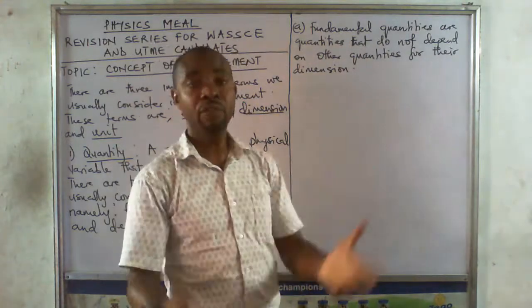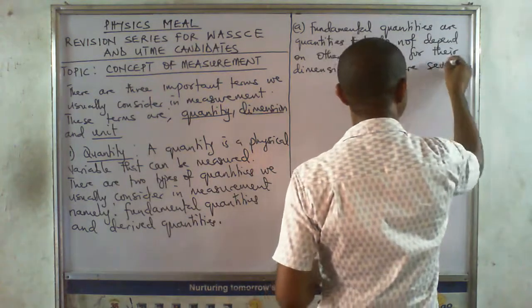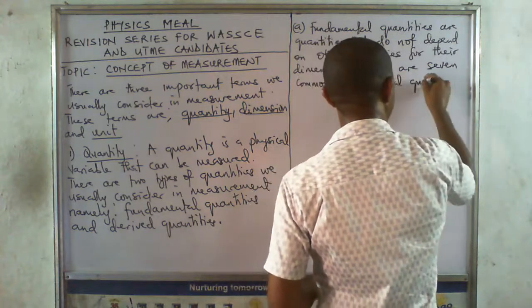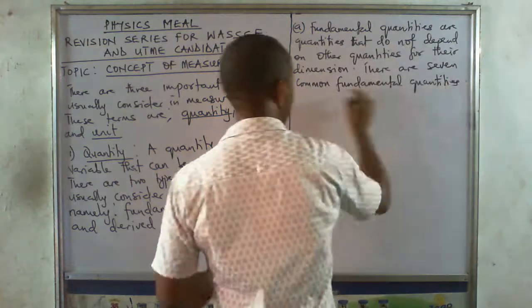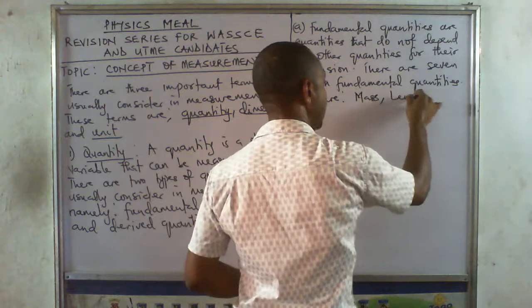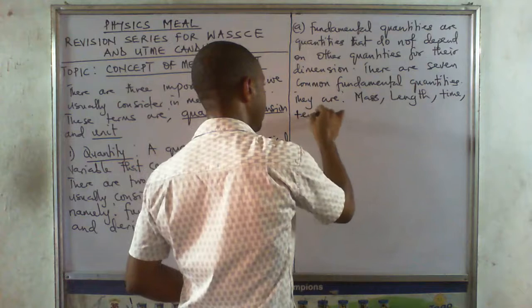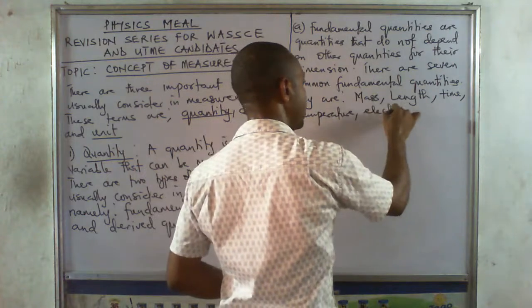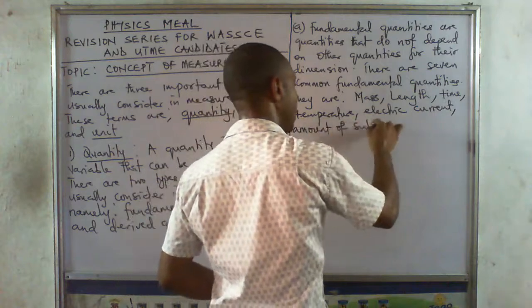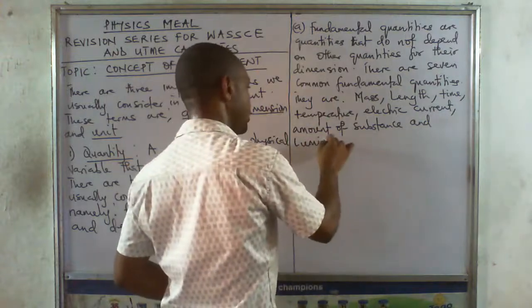Now, there are seven common fundamental quantities. We have what we call the mass, we have the length, we have time, we have absolute temperature, we have electric current, we have amount of substance, and what we call luminous intensity.